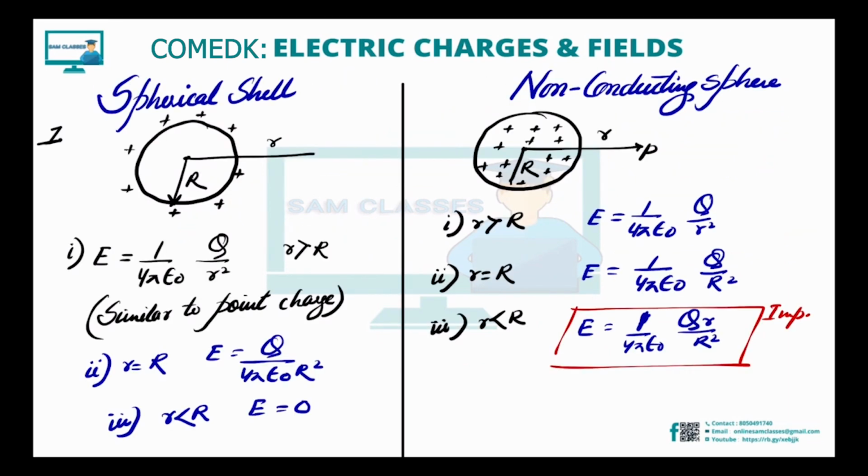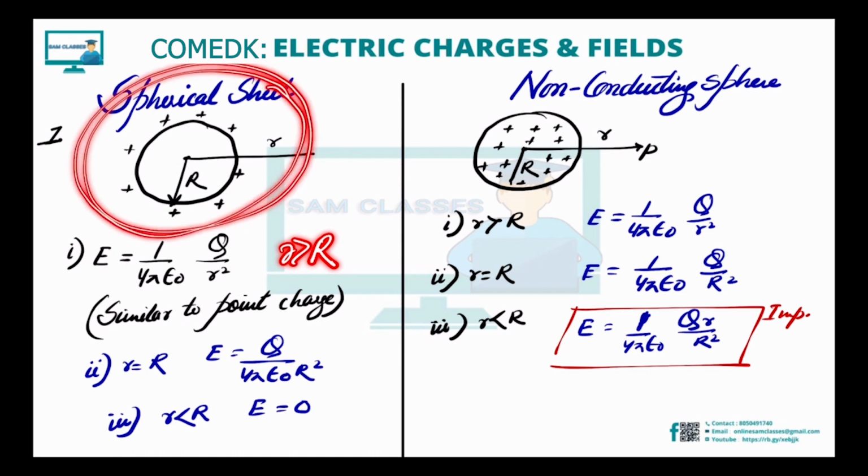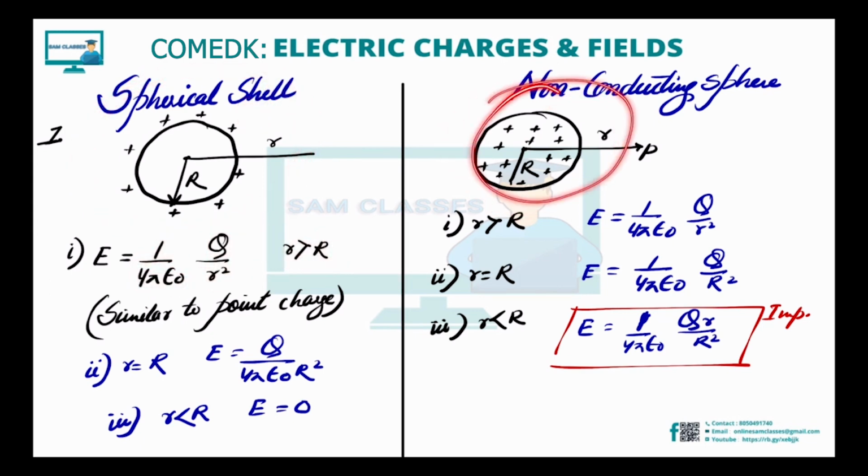Now for the spherical shell, we know what happens. Charges stay outside. When we are doing it for r greater than capital R, my Gaussian surface is taking up all the charge. The charge enclosed is capital Q, so the field is 1 by 4 pi epsilon naught, Q by r square. Here it is the same formula when you are talking about outside, basically similar to a point charge. When it is at the surface, again the same thing: electric field is equal to Q by 4 pi epsilon naught R square, because the Gaussian surface here is also the same.